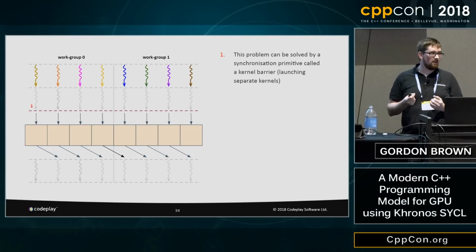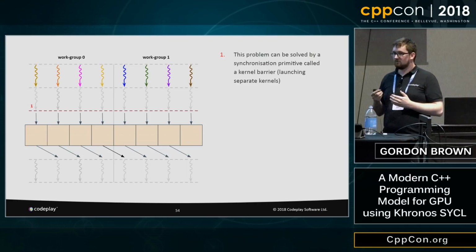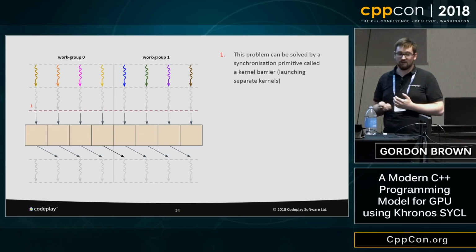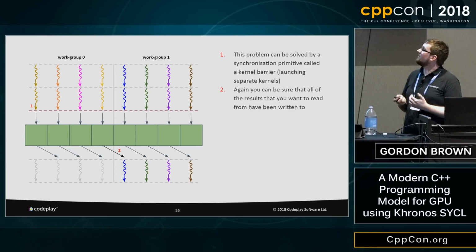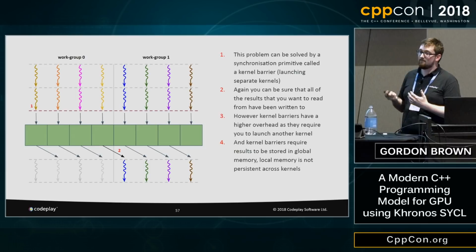Kernel barriers are implicit barriers that are in place between kernel invocations. But you should tend to avoid these as much as possible because it's a lot less efficient. Because local memory is not persistent between kernel invocations, you can only share data through global memory, which is a lot higher latency, and also the overhead of launching multiple kernels can be quite expensive. But if you do this, then the same thing happens again. You can guarantee that all of these work items will finish before you launch your next kernel and continue running.